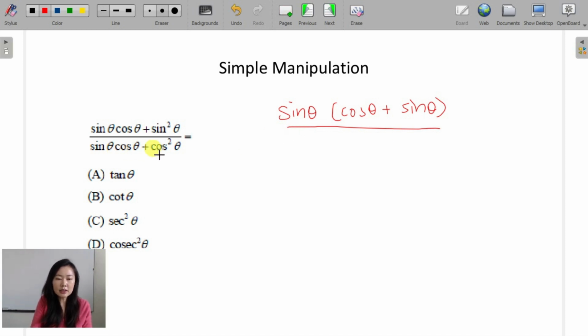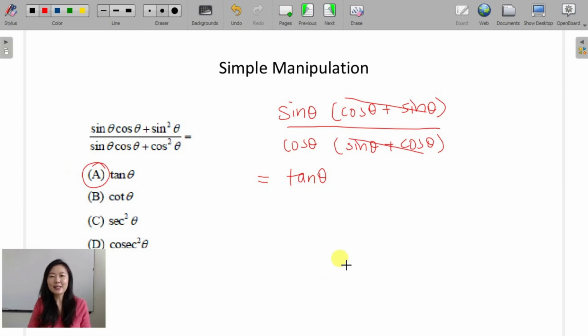And then you can see cos theta is also a common factor. Once you factorize it, they cancel. How good is that? So you're basically left with sine on cos. And what is sine on cos? Tan. Hey, done. Piece of cake.